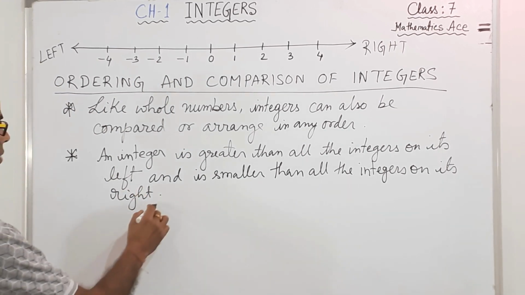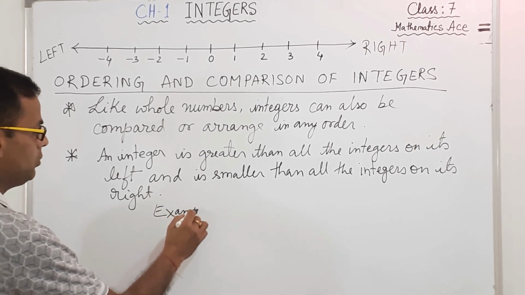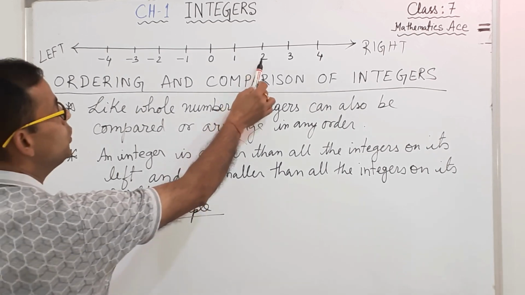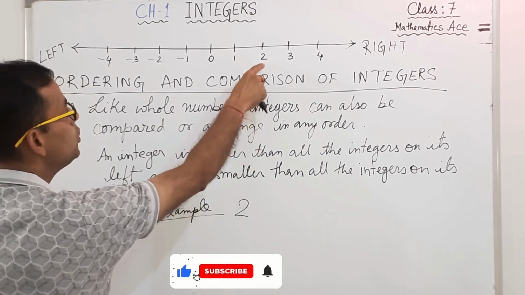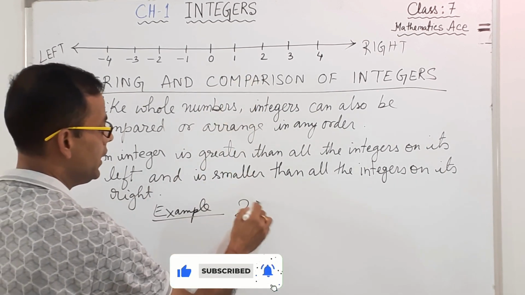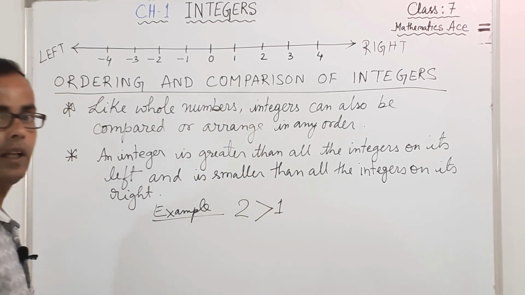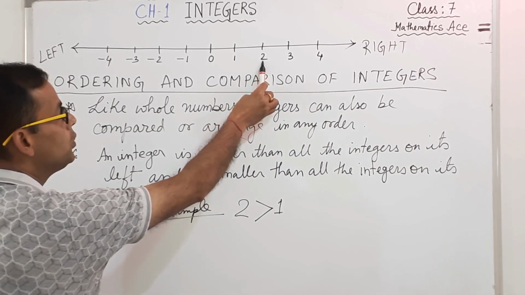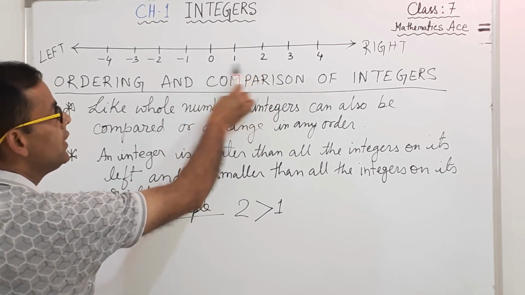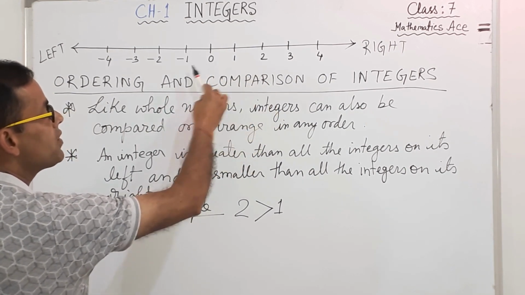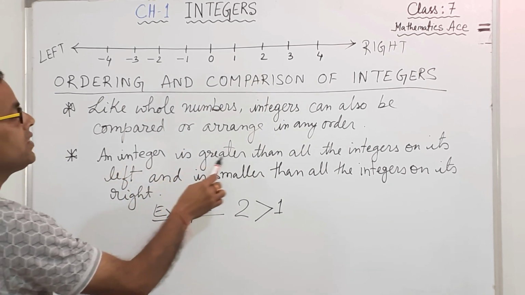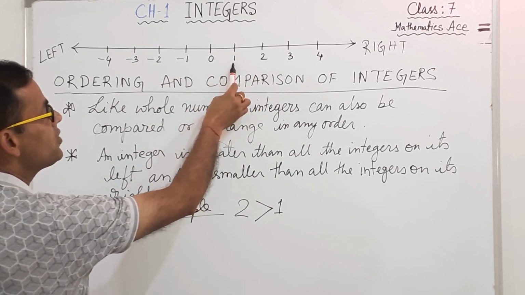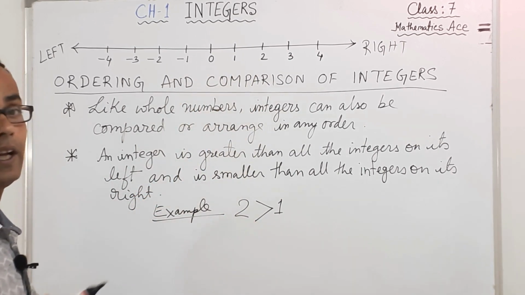Now if I give one example, it will be much clearer to you all. Suppose I take 2 and 1. So what can I write? 2 is greater than 1. Clear? Because if I take 2, this side is the left side, and an integer is greater than all the integers on its left. 1 is falling on the left side, so 2 will always be greater than 1.